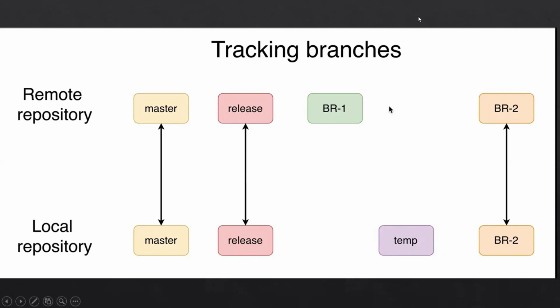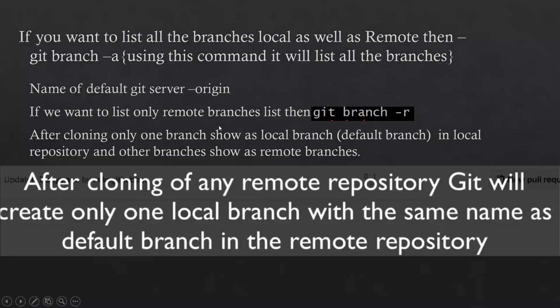Now we are on to the next portion, that is tracking branches, remote branches and local branches. Here you can see release and release. Release is present in the remote repository, and release is also present in the local repository. I created it locally, using git checkout and git fetch, I connected them. So what is this branch called?